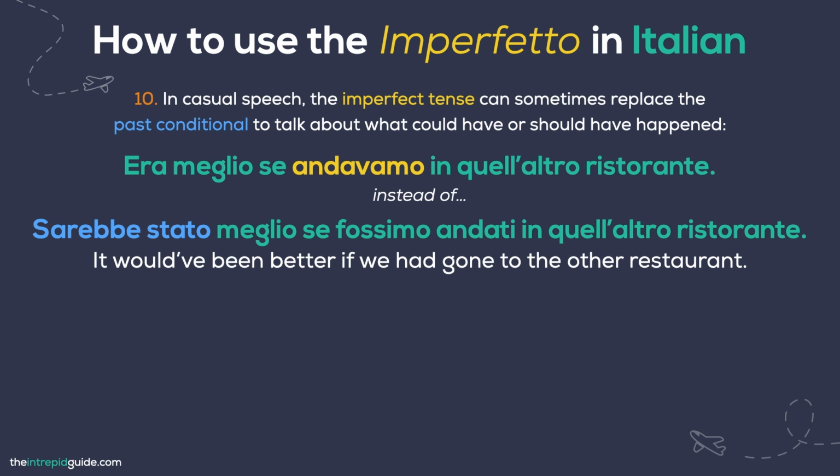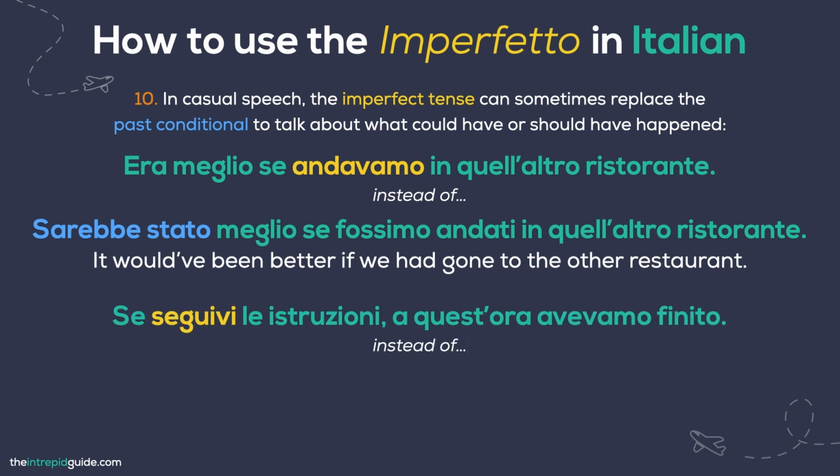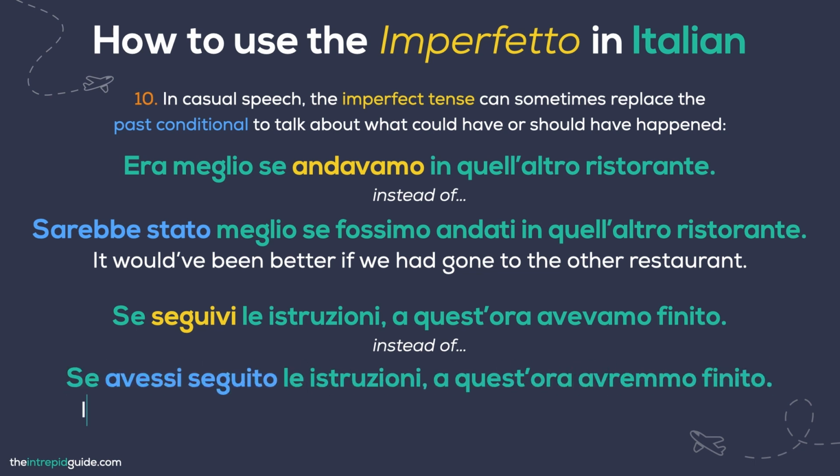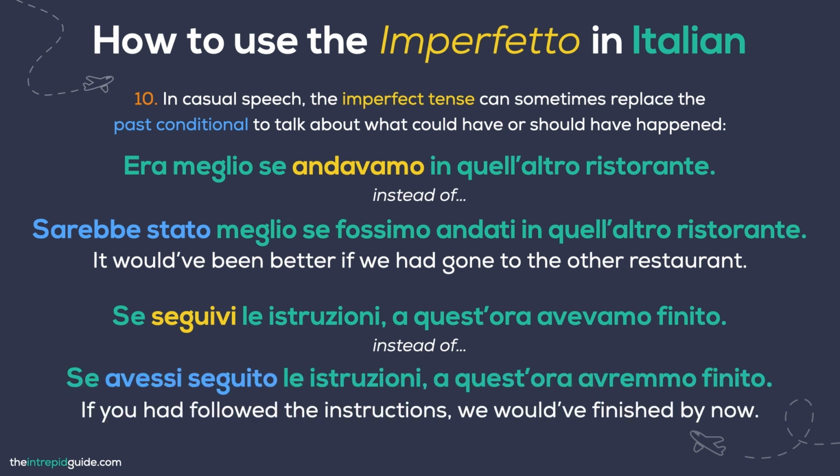It would have been better if we had gone to the other restaurant. And you could say, Se seguivi le istruzioni, a quest'ora avevamo finito, instead of saying, Se avessi seguito le istruzioni, a quest'ora avremmo finito. Meaning, if you had followed the instructions, we would have finished by now.